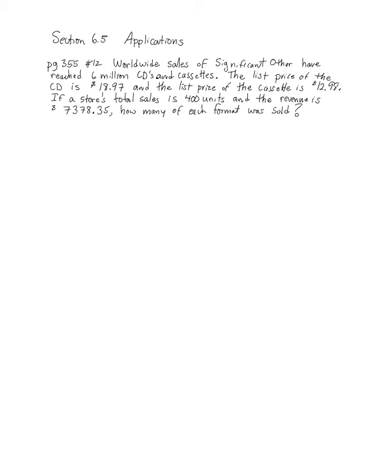Worldwide sales of Significant Other, which is by Limp Bizkit, have reached 6 million CDs and cassettes. The list price of the CD is $18.97, and the list price of the cassette is $12.98. If a store's total sales is 400 units and the revenue is $7,378.35, how many of each format was sold?